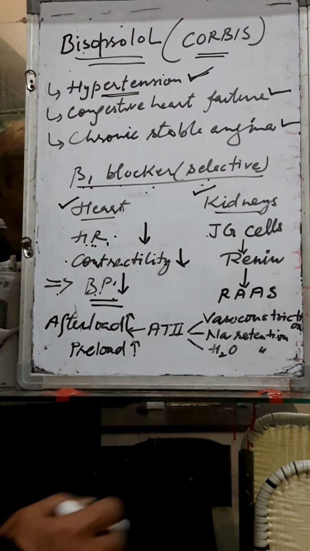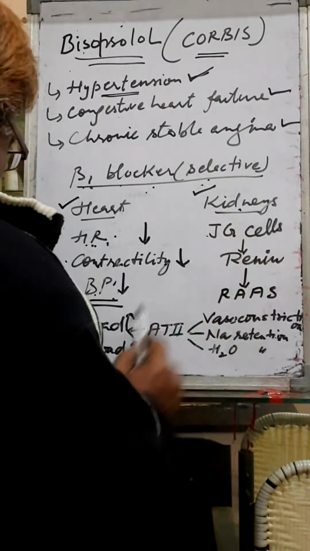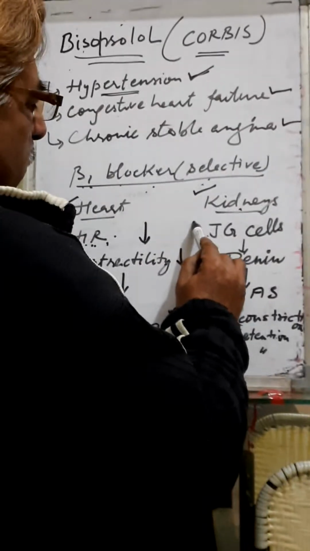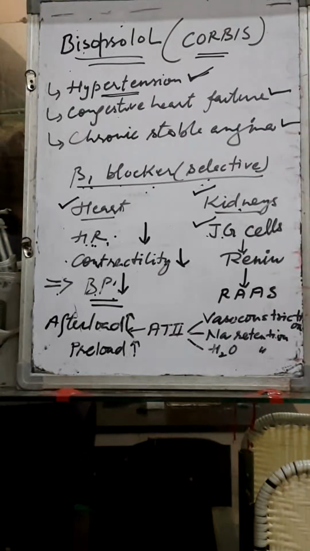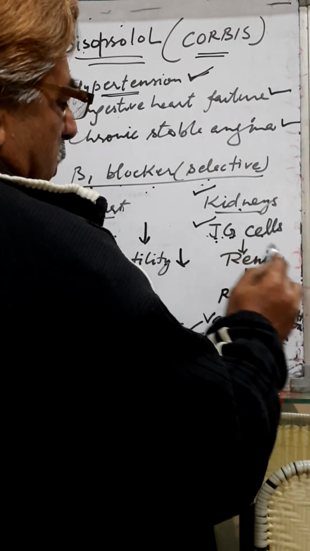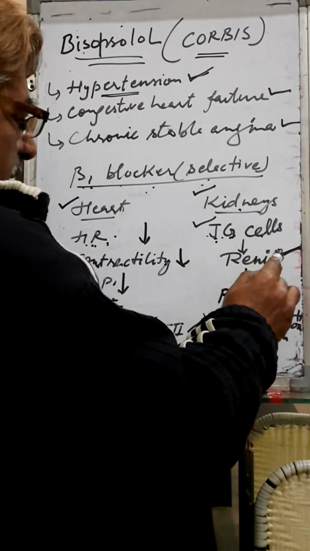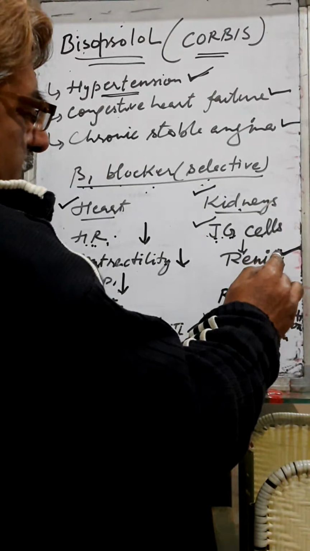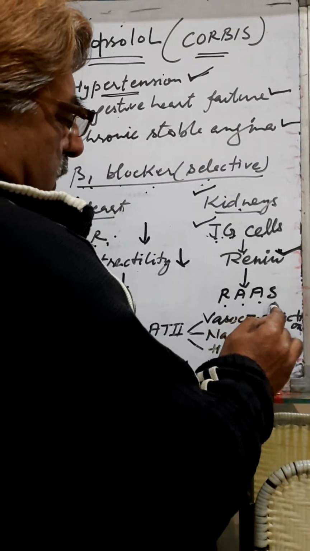And number two, in the kidneys. Normally, let us understand first what is the normal mode of action of these beta 1 receptors. In kidneys, the beta 1 receptors are present on the juxtaglomerular cells, which are present on the afferent arteriole. These juxtaglomerular cells, JG cells, produce renin. They secrete renin, and the release of renin starts the renin angiotensin aldosterone system.